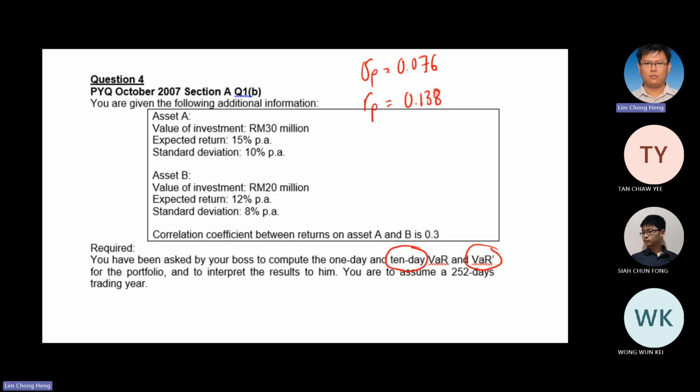Okay, hey, faster finish this question. I give you another example for your assignment.